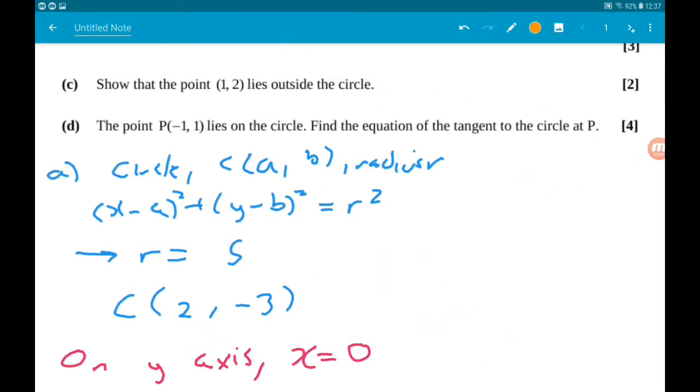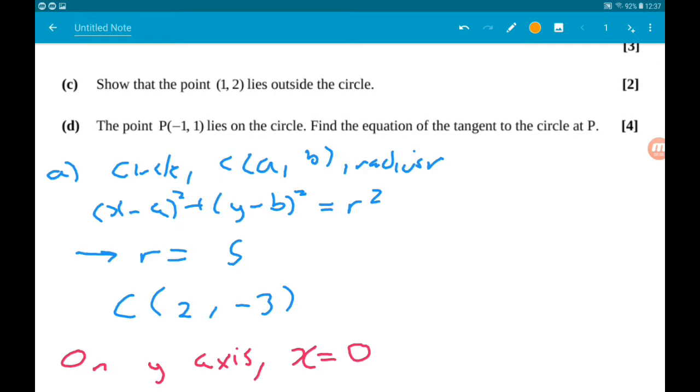But C wants us to show that the point 1, 2 lies outside of the circle. So let's think about this. How are we going to do that? Well, we know that a point on the circle has to be 5 away from the centre. So the length of the line from the centre to a point has to be the radius for that point to be on the circle. If the distance is less than 5, the point is inside the circle, and if the distance is greater than 5, then the point is outside of the circle.